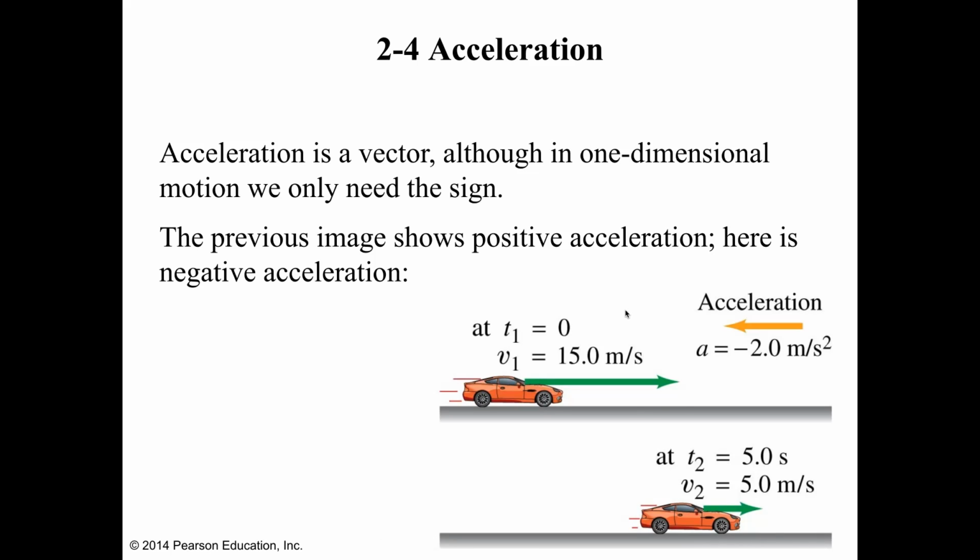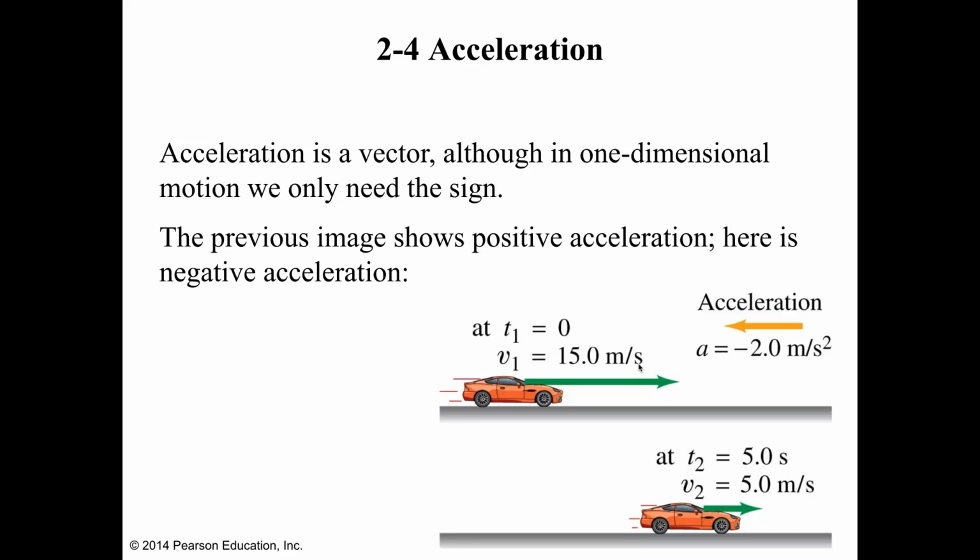Acceleration is a vector, although in one dimension motion, we can use the sign. So it's either positive or negative. We can choose what we make negative or positive. So if I have a car that has a negative acceleration and a positive velocity, my car is slowing down. If I have acceleration in the same direction as the velocity, then my car is speeding up. So acceleration is a vector, and the previous image shows a positive acceleration, so here's a negative acceleration. This is like hitting the brakes. If my car is going 15 meters per second, which is really fast, and I hit the brakes, my acceleration is a change in velocity in the negative direction. That's gonna take a little getting used to. But if I don't have any acceleration, I won't have any change.